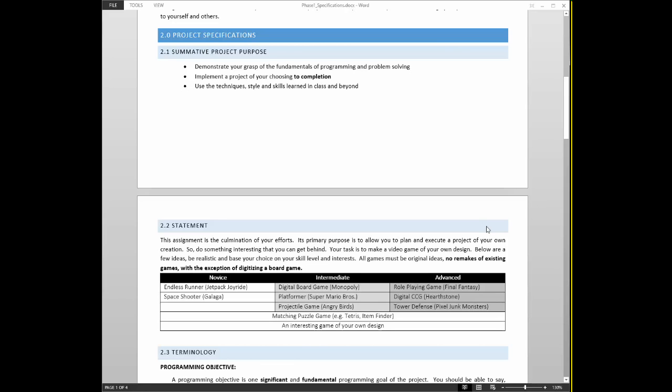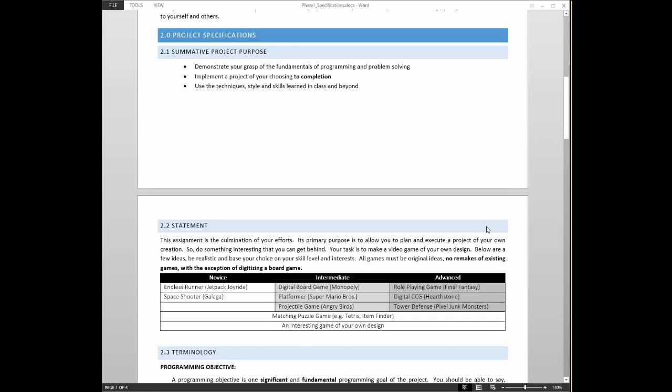First and foremost, the assignment is really looking for you to create a video game of your choice. So please make sure that the game that you choose is something that you're actually interested in, something that you would like to play. That's really the important part here. Now there's a few caveats to this. You cannot do any remakes of existing games. They must be new ideas. They can be based on existing games.